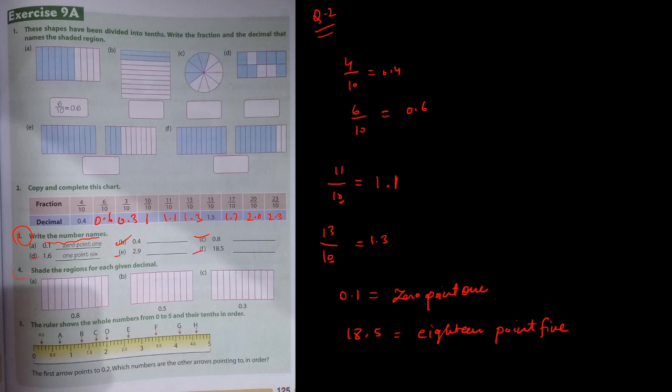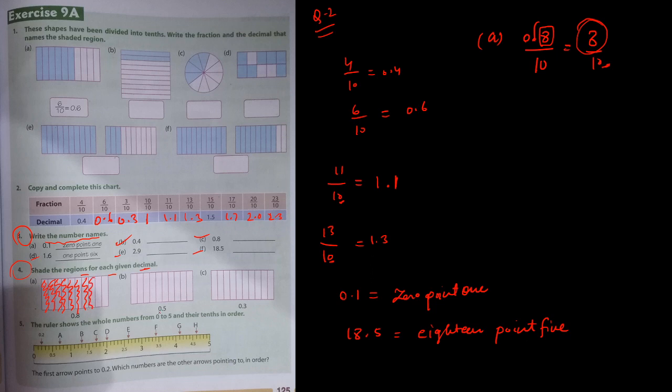You have to do. Now question 4, shade the regions for each given decimal. So if we talk about the A part, A part is 0.8. It means if you remove the decimal, it will be 8 upon 10, because after the decimal there is only one digit, so only 10 you will put in the denominator. It tells us that total there are 10 parts, out of which 8 parts we have to shade. So we have to shade 8 parts: 1, 2, 3, 4, 5, 6, 7, 8.